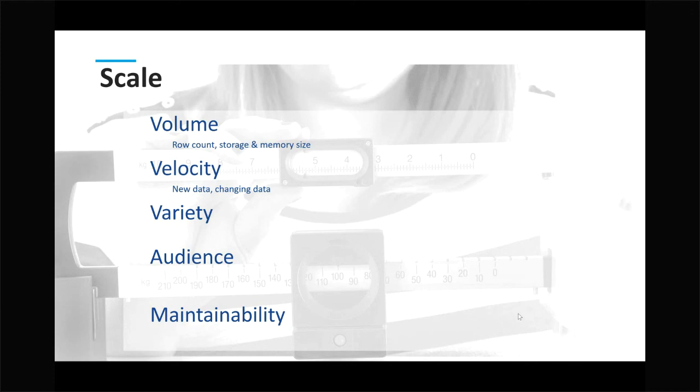Velocity: how often does new data get introduced in the data sources, and how often will it need to be brought into a data model for reporting? And how often does data change? Are we just adding new records as time goes on, or do existing records change? Do we have changing dimensions? Do we need to track those changes over time? And that's one of the things that we think about in terms of velocity. And how often do users need to see that data change?